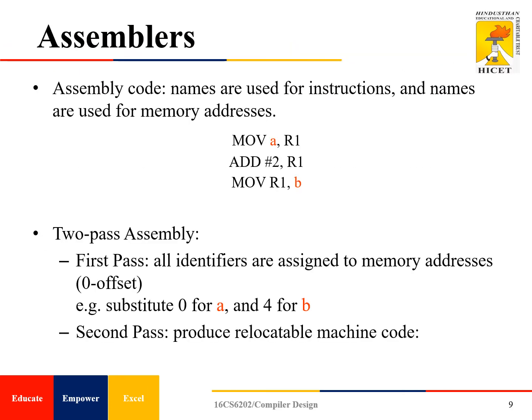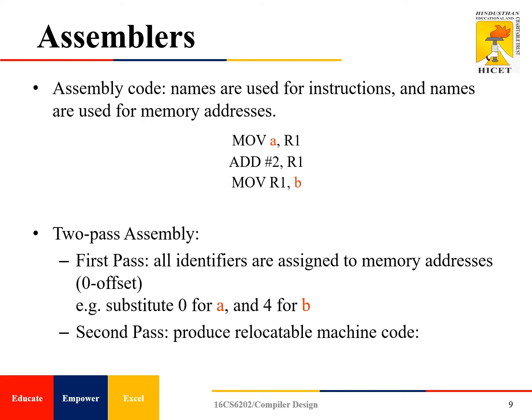Assemblers are programs that are used to arrange the code in an order. In assembly code, names are used for instructions and names are used for memory addresses. Example, MOV A, R1. The value of A will be moved to register R1. ADD #2, R1. The 2 will be added to the value that is present in R1. MOV R1, B. The value in R1 will be moved to B.